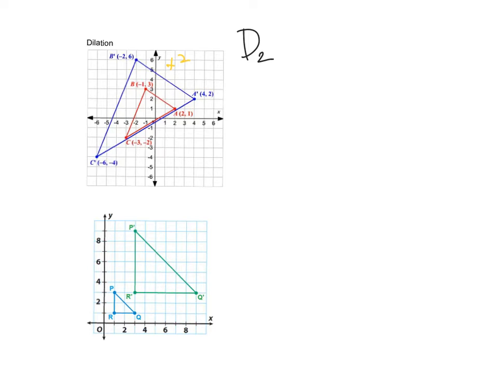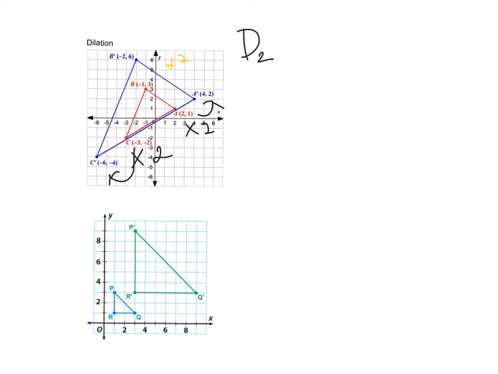Every corresponding pair of numbers would multiply by 2. So if I multiply these by 2, I would get that. If I multiply these by 2, I would get that. So that corresponds correctly with that. So that's a dilation of 2, and the object stretched, or it got larger.